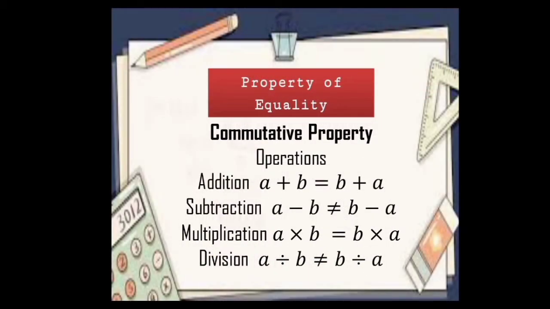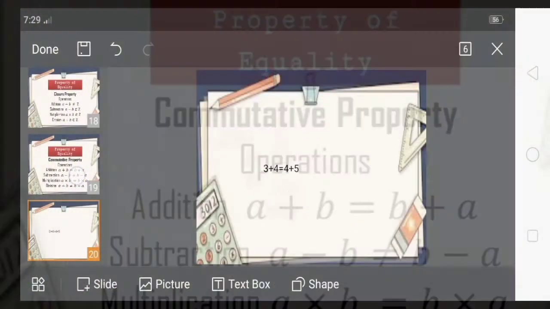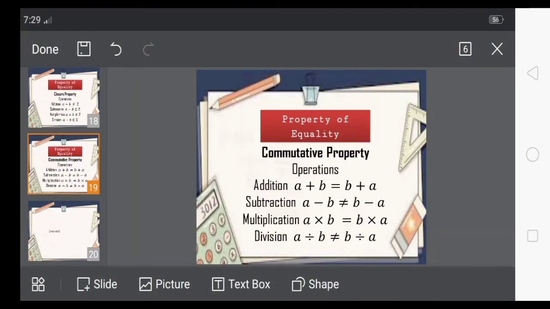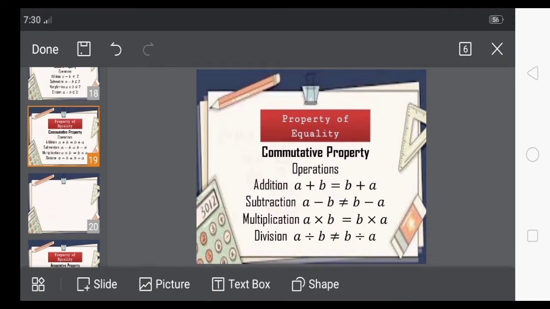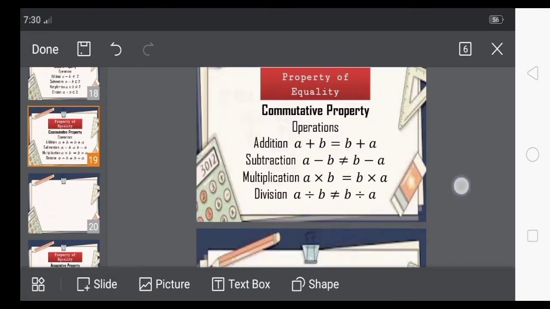Next, our commutative property. Our commutative property has four operations. In addition, A plus B is equal to B plus A. And in subtraction, A minus B is not equal to B minus A. Multiplication, A times B is equal to B times A. Division and subtraction have the same result, and addition and multiplication are also the same.